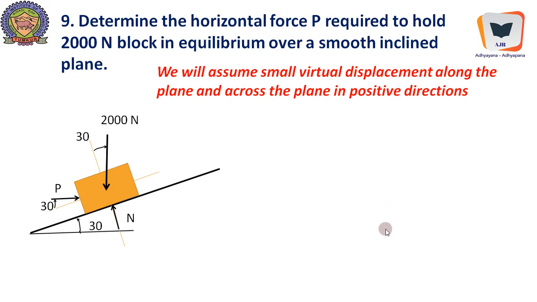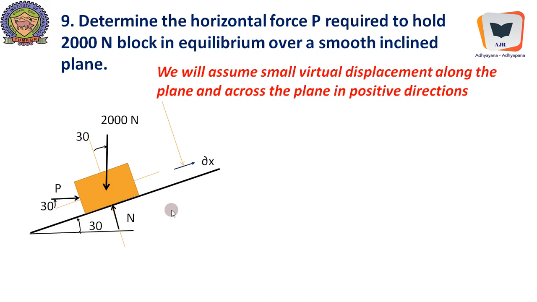Of course, as far as this problem is concerned, since we need not establish the value of N, there is no need to give a virtual displacement in the vertical direction. Had we been asked to find N, we would have given the virtual displacement in the vertical direction also. Anyway, we will carry on solving this problem by just giving a virtual displacement along the plane. So along the plane means like this, which is positive. So del x is given over here along the plane, because the plane itself will become the x-axis.